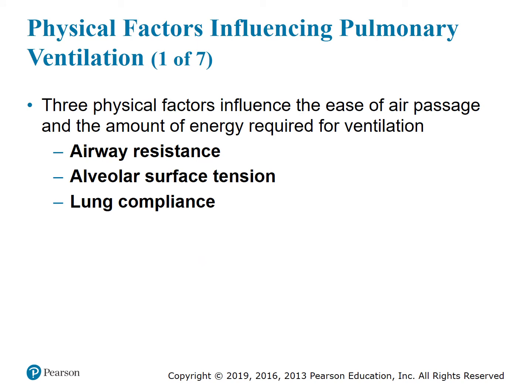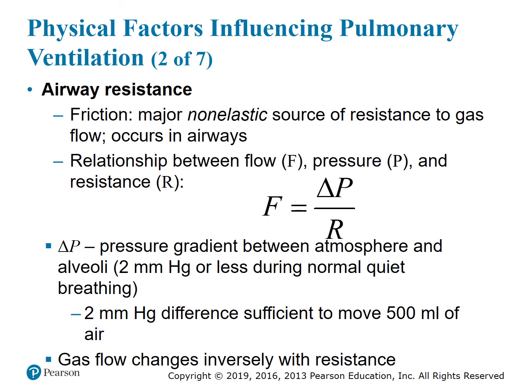Factors that influence the ease of air passage and the amount of energy required for ventilation are airway resistance, alveolar surface tension, and lung compliance. Let's start with airway resistance. Friction is the major non-elastic source of resistance to gas flow, and it occurs in the airways.